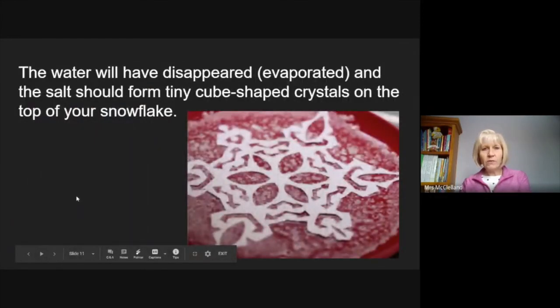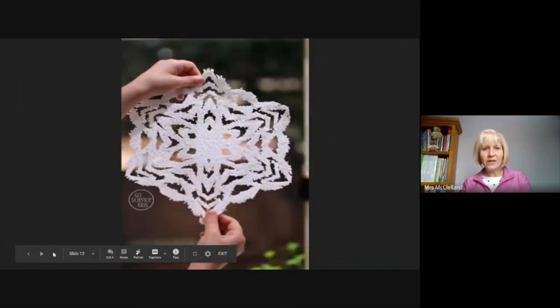The water will have disappeared. It's evaporated. So it's become water vapor again. And that just leaves the salt, which was dissolved, now forms back into crystals. There'll be tiny cube-shaped crystals and they'll stick to the top of your snowflake. So it looks really pretty and it looks like it's made out of ice. You just have a look. Here's another one that you can see.